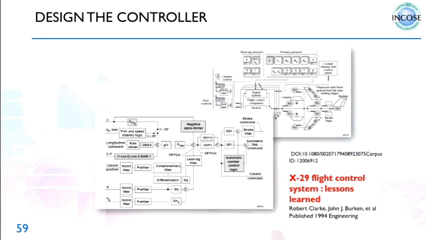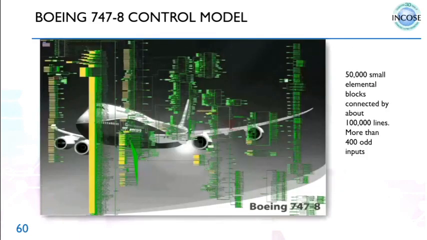So this is the X29 controller from this paper. Okay, a lot of nonlinear things. The Indian LCA controller also looks something very similar. Okay, and this is a Boeing control system, only the lateral electronics, and this is made by Simulink models. Okay, 50,000 small elemental blocks connected by about 1 lakh lines, about 400 inputs. So I'm just trying to show you the complexity, how it increases from a college level, textbook level to an industry level sort of thing.